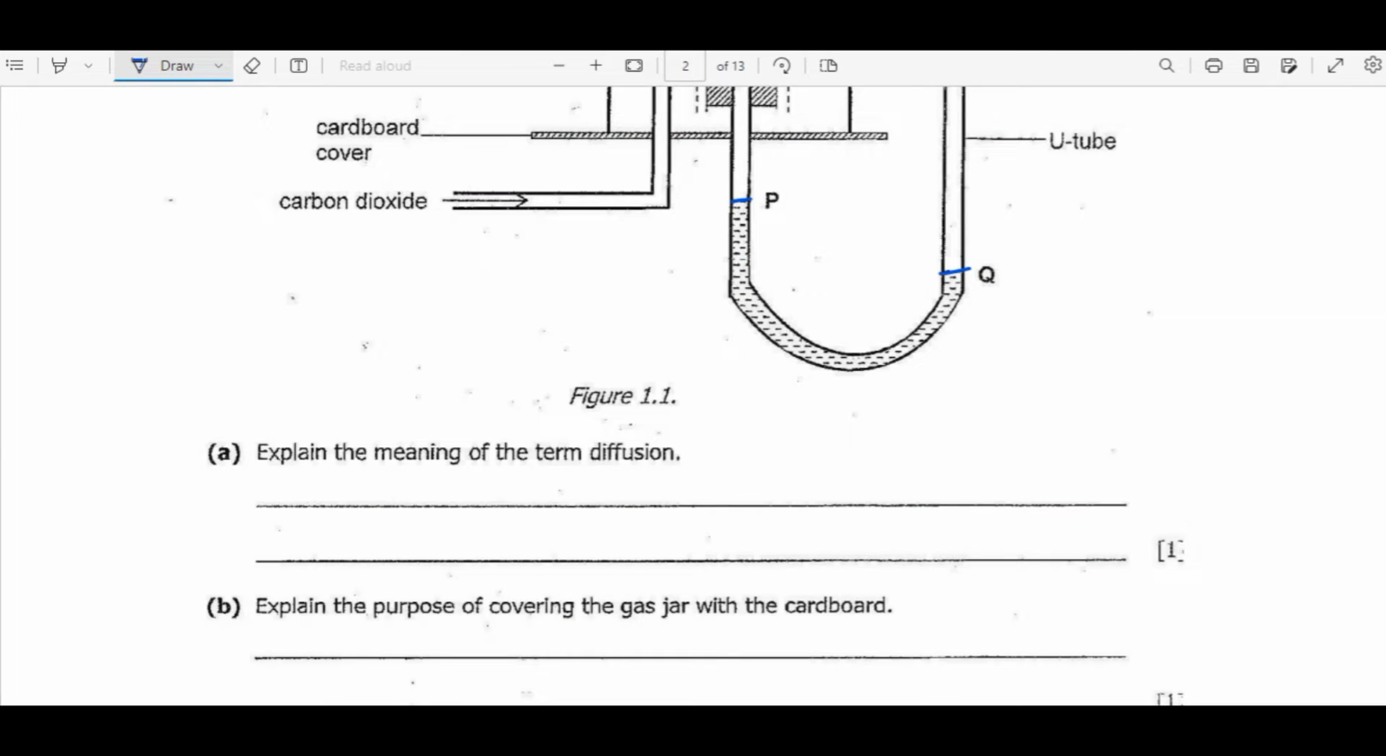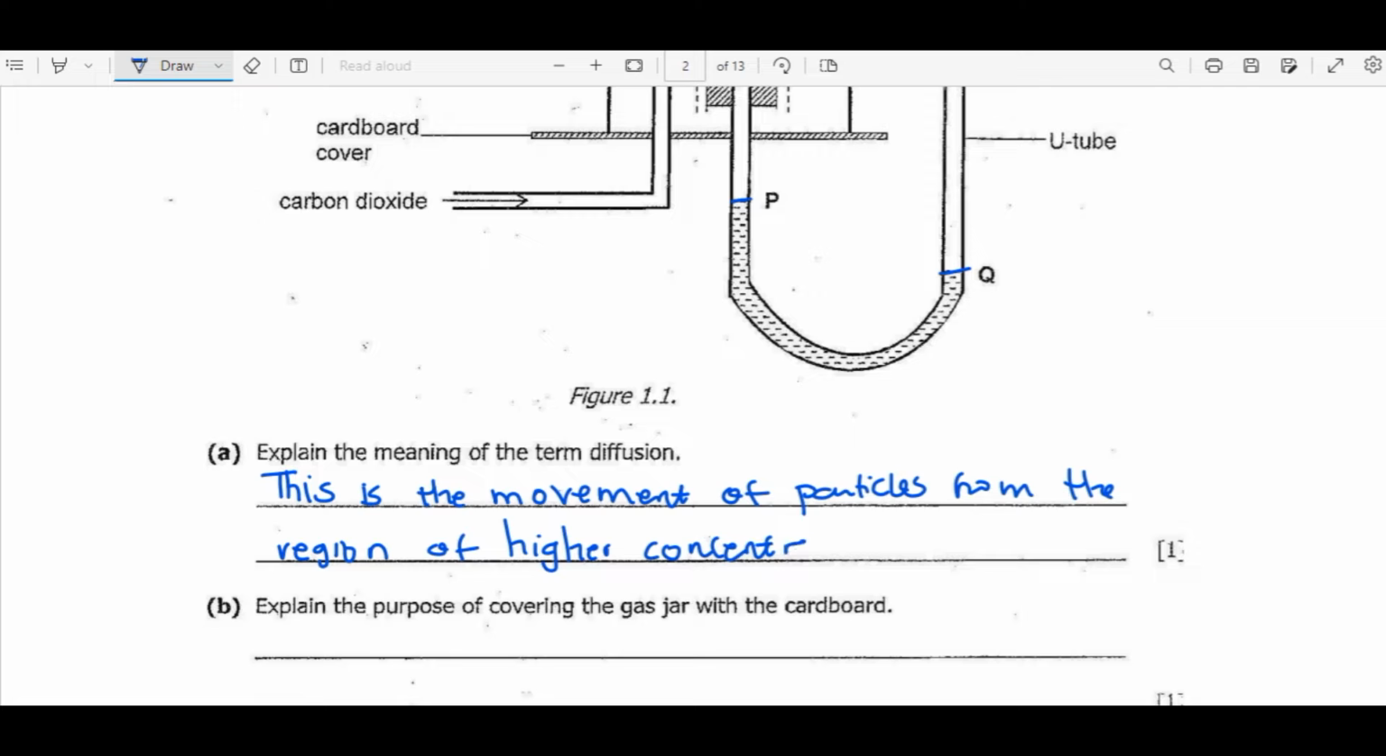So question A, explain the meaning of the term diffusion. So say this is the movement of particles from the region of high concentration to a region of lower concentration. Okay, so this is what we can say about this one.